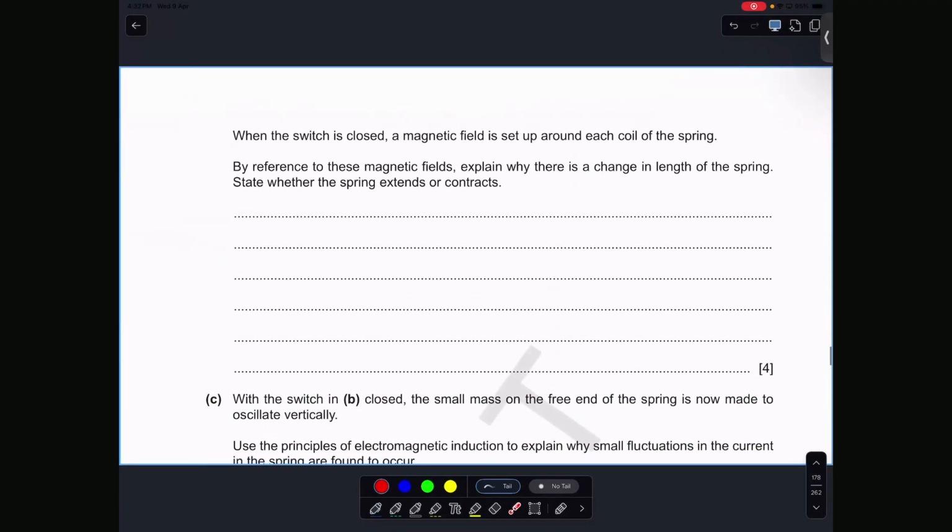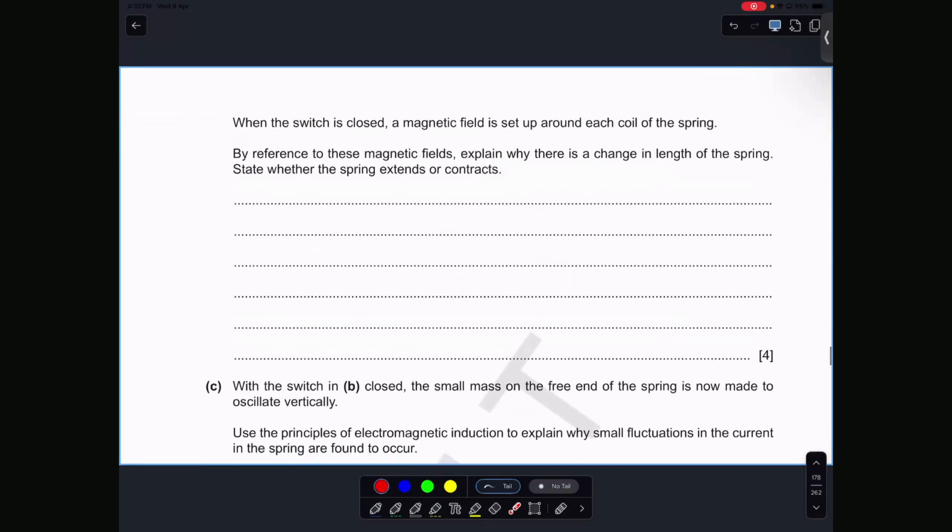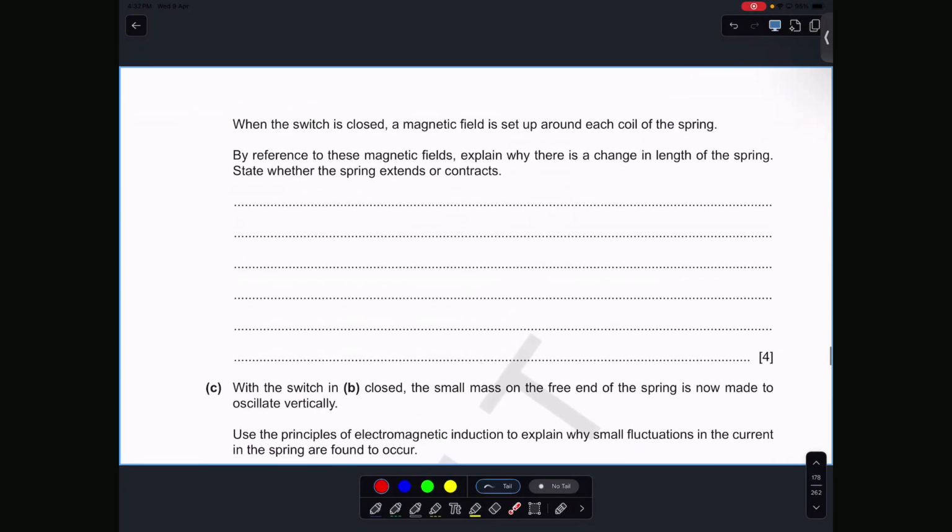By reference to magnetic fields, explain why there's a change in length of the spring, right? And state whether the spring extends or contracts, right? So how do you answer this though? না আমার বুঝলে তো হবে না, এক্সামিনারকে বুঝাতে হবে। So how do you write it in a way that they understand? That's what you need to be good at. So আমাকে কি পয়েন্টস গুলো বলো, কি বলবো ফার্স্টে? You have jumped to the end.